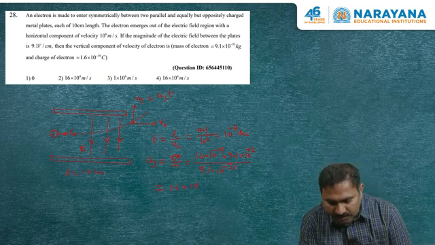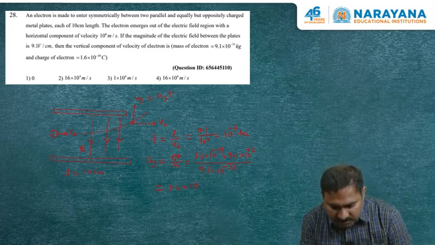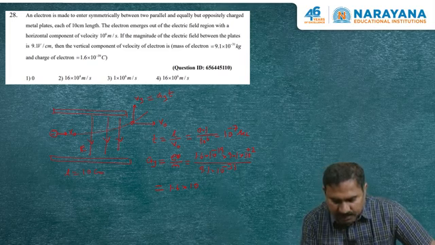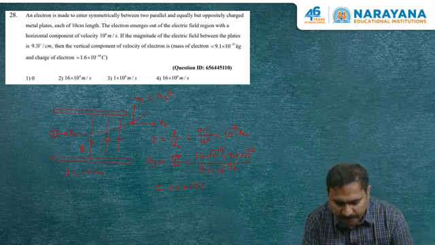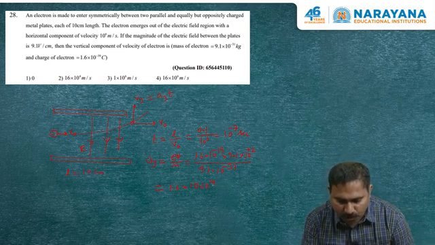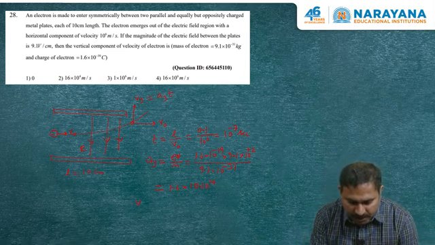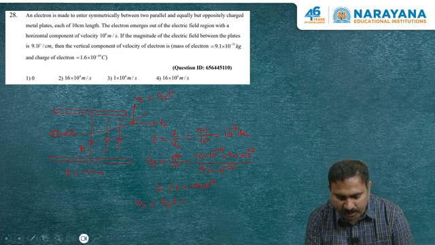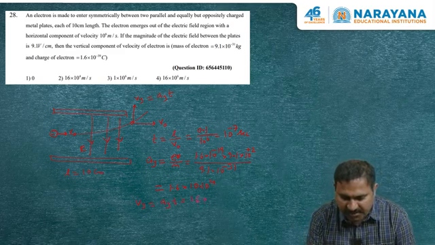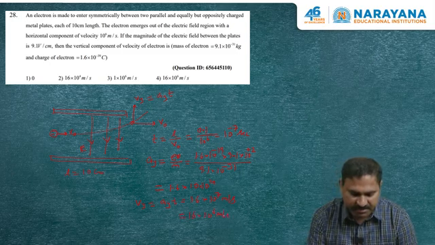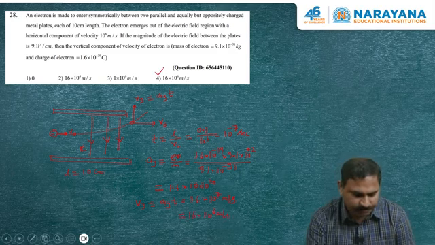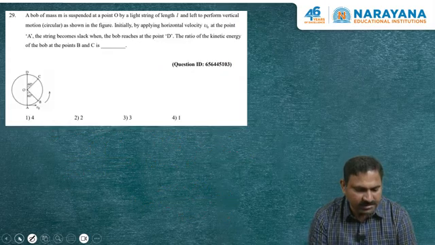So the y component of acceleration comes out to be 1.6 into 10 power minus 19 by 10 power minus 31, which will give 10 power plus 12, so it is 10 power 14. Now the y component of velocity equals ay into time taken. Time taken is 10 power minus 7. So it will be 1.6 into 10 power 7 meter per second, or 16 into 10 power 6 meter per second. It is given as option 4. Let us go to the next question.